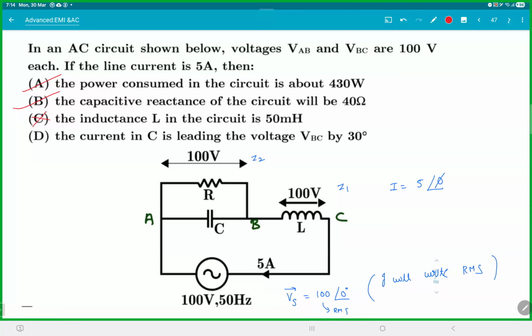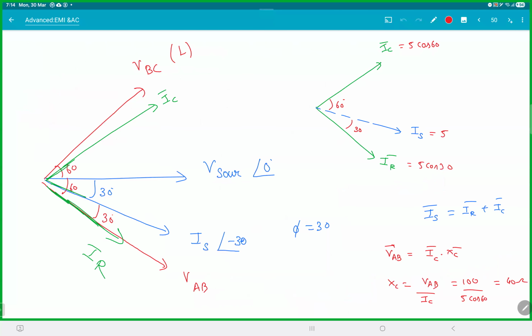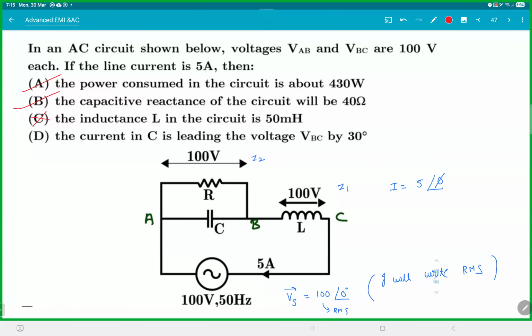You can even find the resistance. They didn't ask you, but if you want to find the resistance, then you can say VAB is equal to IR into R, right? So resistance will be 100 by 5 cos 30. That would be 40 by 3. That is the resistance R. You can literally find the values of L, R, and C, everything here.